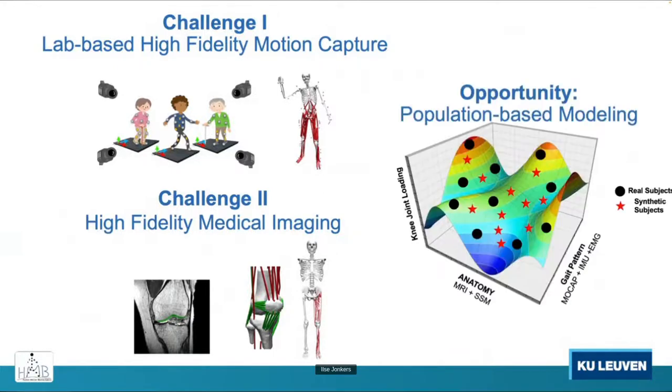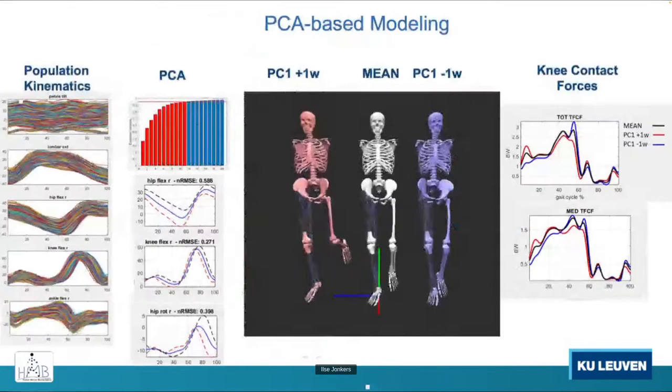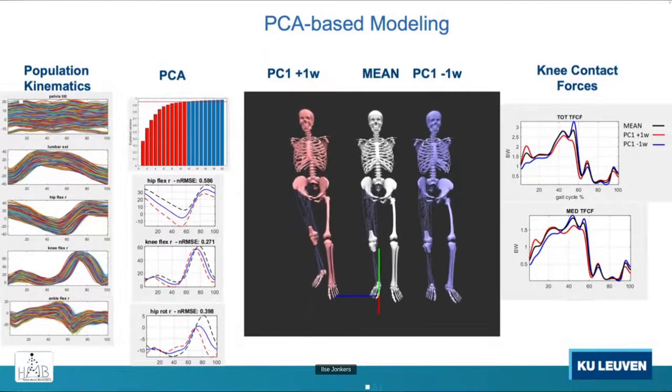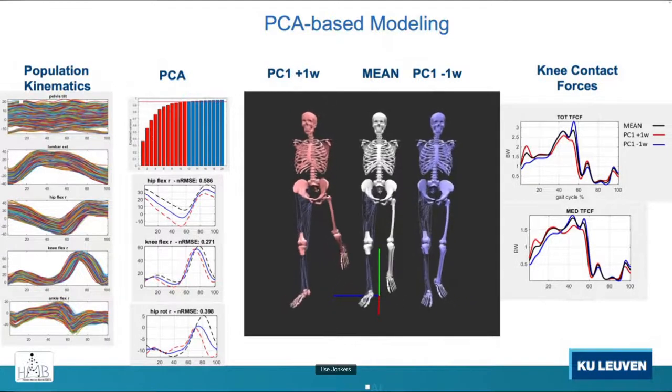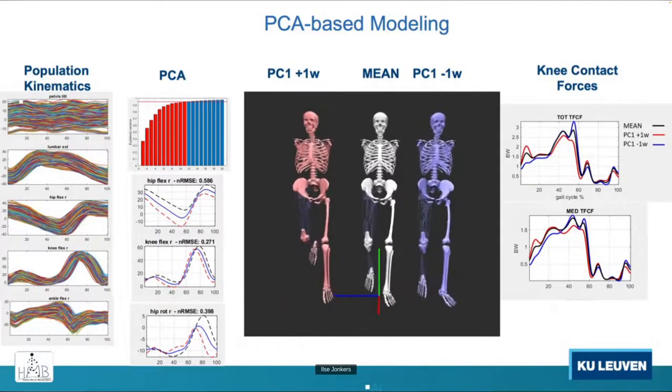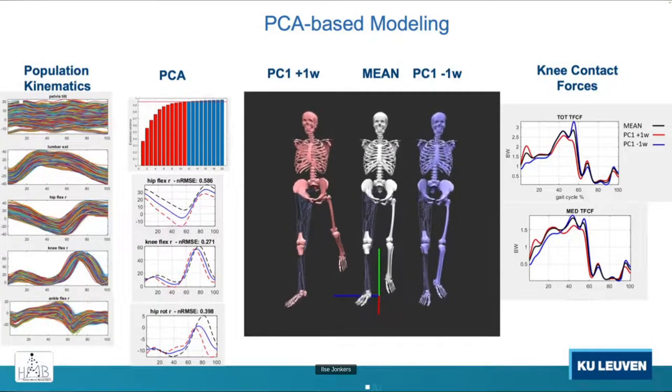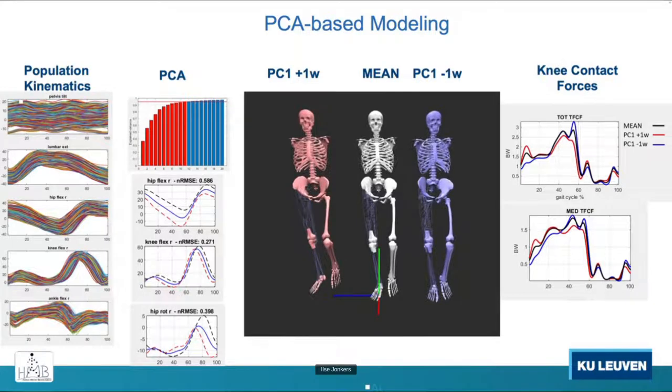Therefore, in our current work, we propose to use population-based modeling techniques, in which we create synthetic input data that is within the variability defined by the sparse population samples. For the movement characteristics, we use principal component analysis to synthesize the 3D movement characteristics that explain the largest variability in the gait pattern and evaluate how they impact compartmental knee loading in the knee OA population.